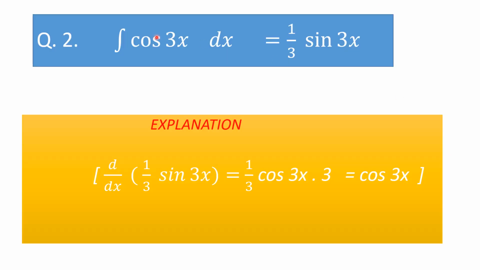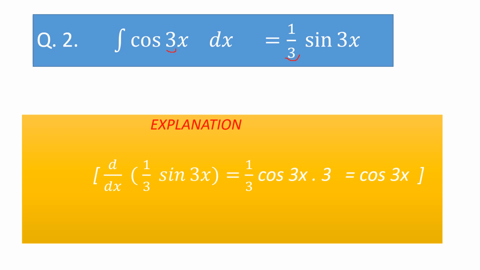Now, the second question states, calculate the integration of cos 3x. Integration of cos x is minus, not minus, it is plus. Integration of cos x is sin x. So, the integration of cos 3x will be sin 3x, but as I told you earlier, the coefficient of x, which is 3 in this case, will come in the denominator. So your final answer comes out to be 1 upon 3 sine of 3x.